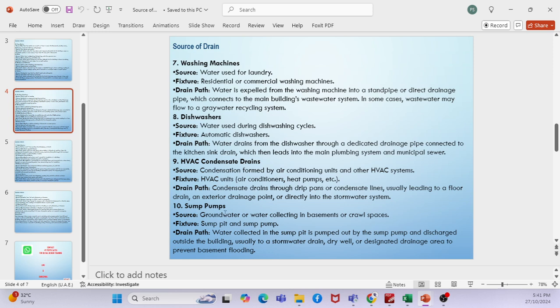Then you have sump pumps. Sump pump, groundwater or wave water collecting in basements or crawl spaces. Basically, when you cannot achieve the invert level, we may go with the sump pumps. So we will collect the wastewater and it will be discharged to the sewage manhole at high level. So it will be a pressurized pump.